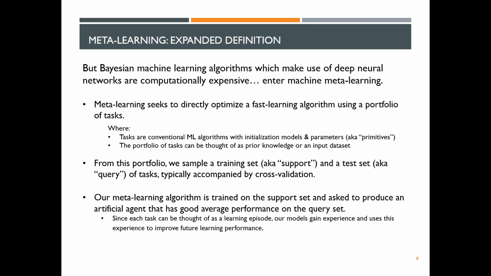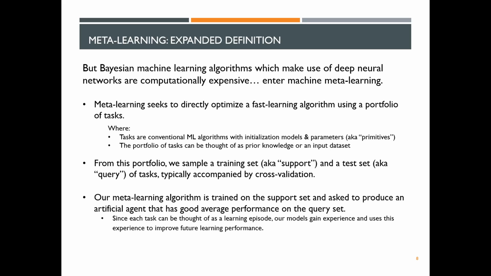But all that being said, in practice, Bayesian machine learning algorithms, which use deep neural networks, are very computationally expensive, to the point of being unrealistic for practical use. And this is where meta learning comes into play.